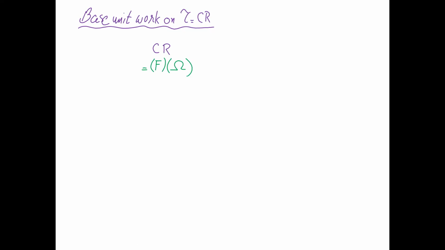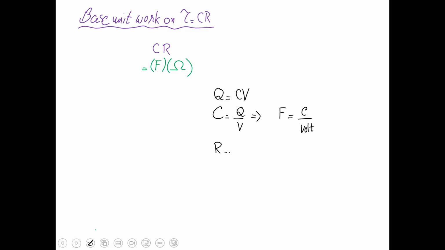What is capacitance? Q is equal to CV, and C is equal to Q upon V, which means farad is equal to coulomb per volt. And what about resistance? Resistance is equal to V upon I. So it means ohm is equal to volt per ampere. So copy this solution.